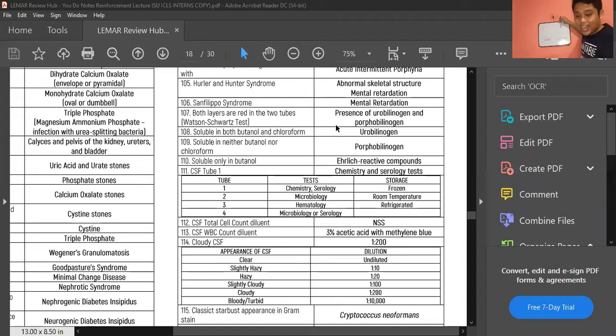So what you do is your red urine, you distribute into 2 tubes. And each tube you add a reagent. One tube is for butanol, and the other tube is for chloroform. So when you add those, of course, it forms layers.